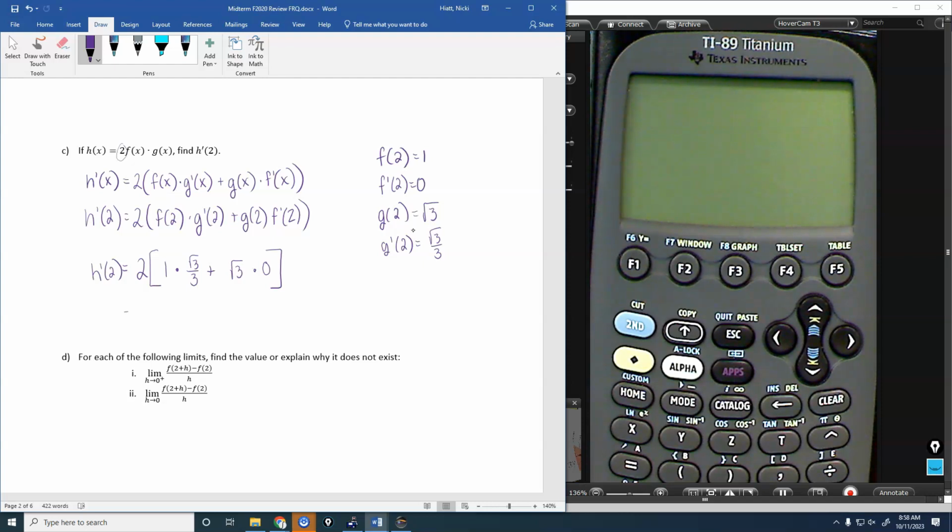Now, it's not very difficult to simplify. This would just be 0. So you'll get 2 times the square root of 3 over 3. So 2 square root of 3 over 3 would be h prime of 2. 2 over square root of 3 would be fine as well, because you could also use a 1 over square root of 3 there. So 2 over square root of 3 would be okay also. Just depends on which one you're using there.